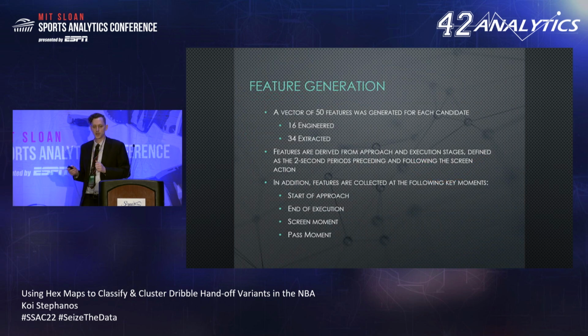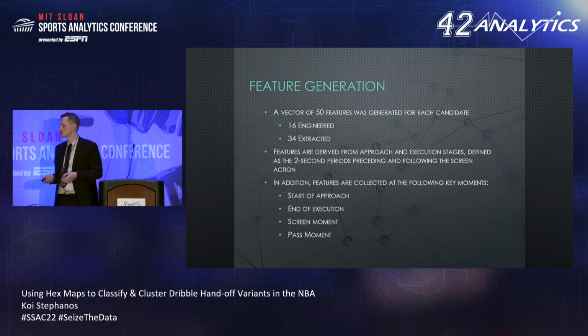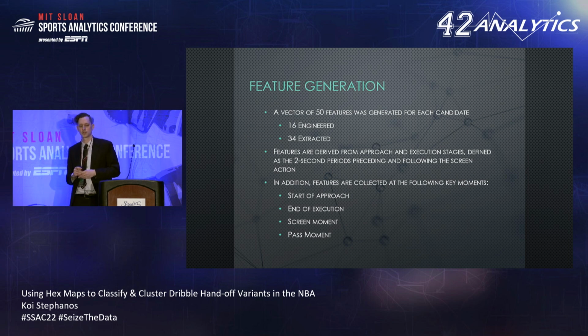So moving on to feature generation, we propose 50 unique features for the classification in this approach. 16 of those are engineered, meaning there's a little bit of work involved. These are things like trying to determine whether we're in a fast break scenario, in which case you're less likely to have set offense, or if we're coming out of an out-of-bounds play, in which case you're more likely to have a set offense and see some of those actions play out.